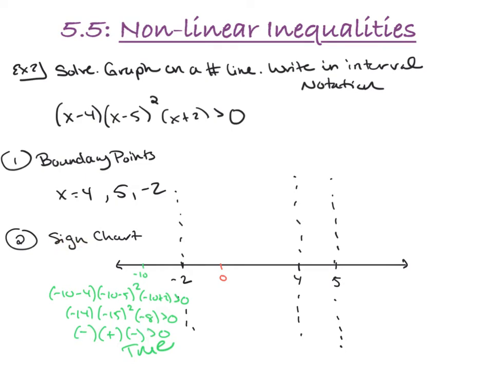So plugging in x equals 0, 0 minus 4 would be a negative number for our first set of parentheses. 0 minus 5 is negative, but it's being squared. So when we have a negative number that we square, that is going to be positive all the time. And finally, 0 plus 2 is definitely a positive number.